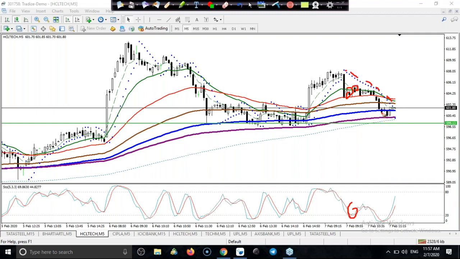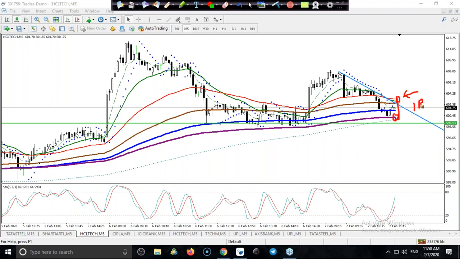Now we have seen exactly the retrace toward the moving average, and now we are ready to buy. Stochastic has already given a buy signal, and we are looking for a breakout. Where is the breakout? I drew a trend line by connecting this area. This is called a parabolic arc, and we are looking for a breakout candle, and that is called a buy order. That is a buy opportunity.